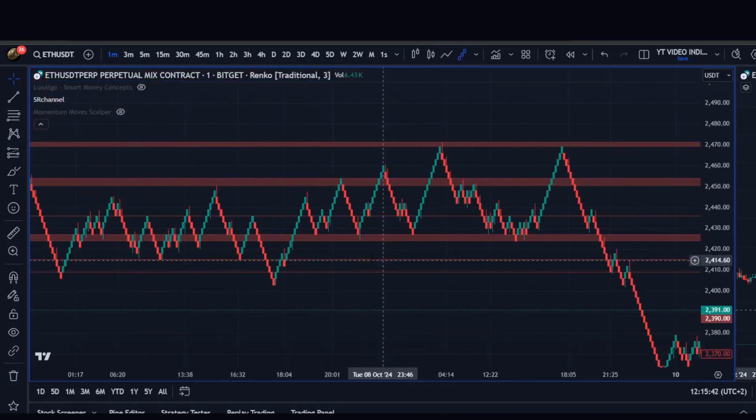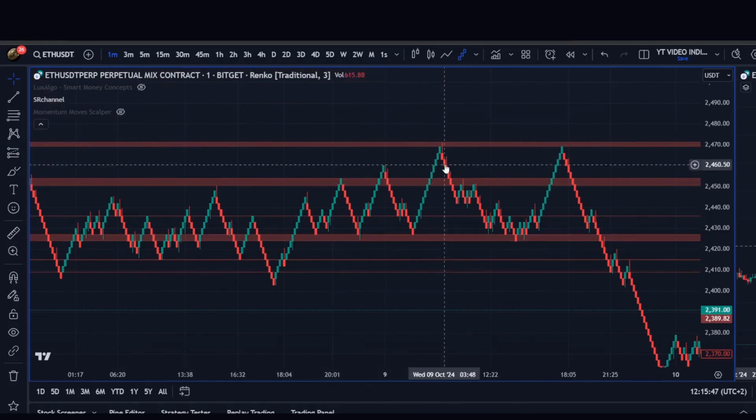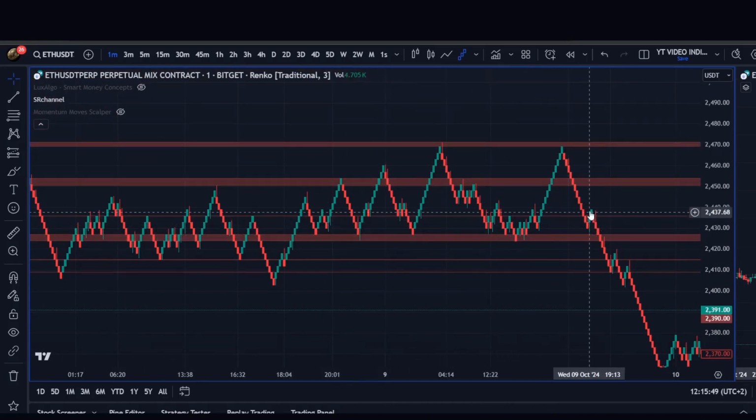For example, you can see this area here. The level that was established here was tested once, tested twice, tested 3 times, and was tested again here.